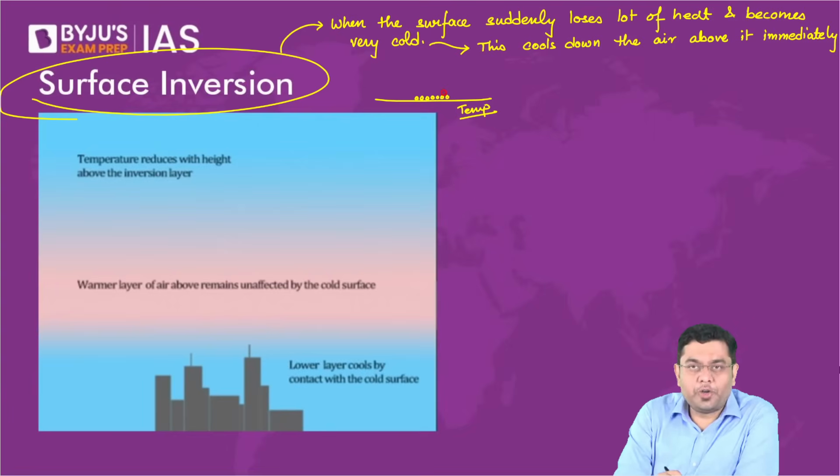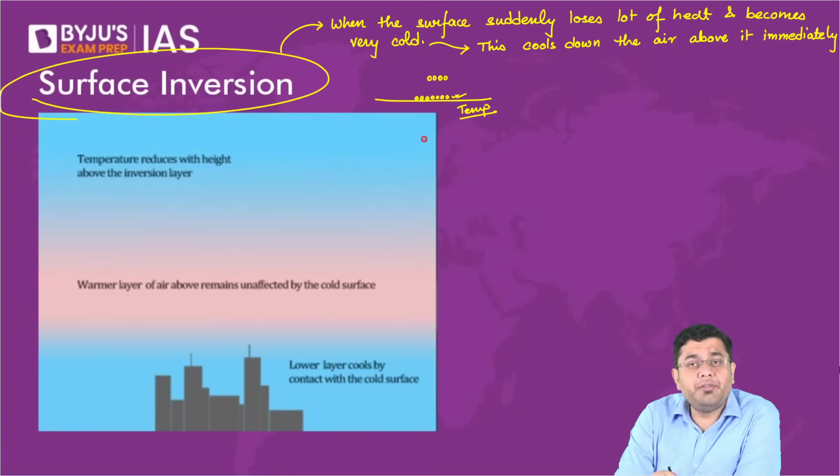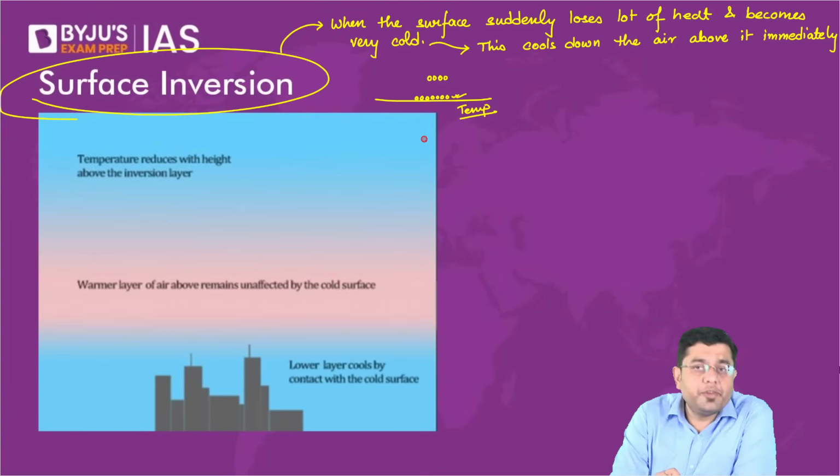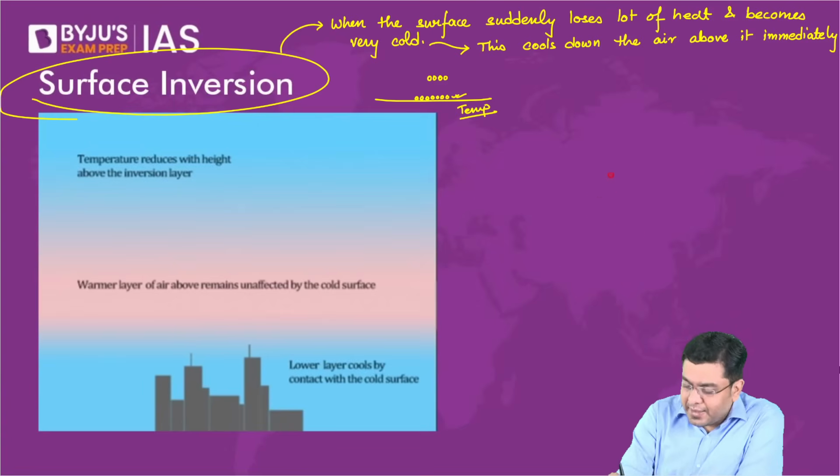So why have I talked about that? If the air here is colder, will the air also present here naturally become very cold? Or will that transfer of heat not happen efficiently? It will not happen efficiently because air is an insulator. So with that, let us understand the basic concept of surface inversion.